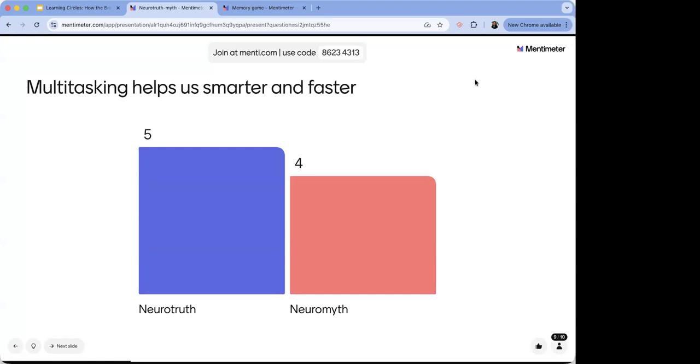Yeah, so according to my experience, I chose that this is a neuromyth because it happened with me. I don't know about others. When I used to do multitasking, sometimes I got stuck on something or I took lots of stress. So that's why I chose the neuromyth.